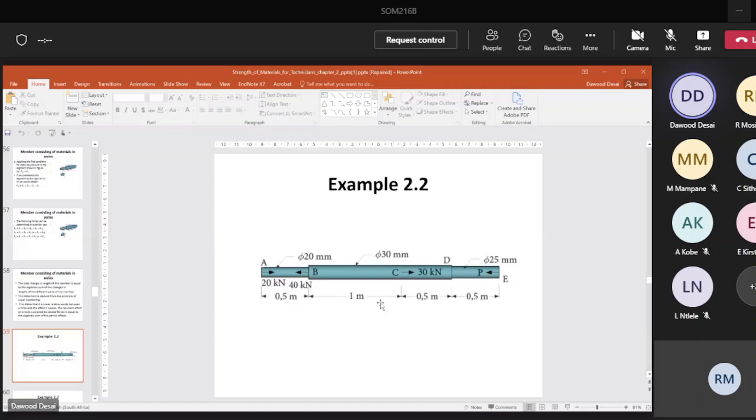Now, if you use the first class that we've done, if you expand stress, stress is also equal to what? Force upon cross-sectional area. So it is P upon A.